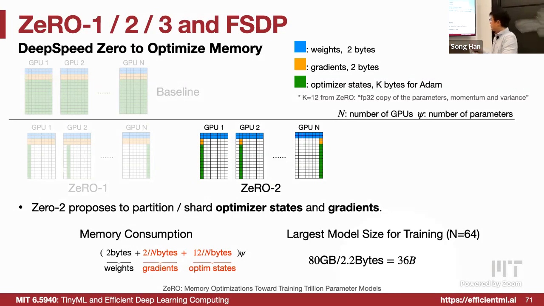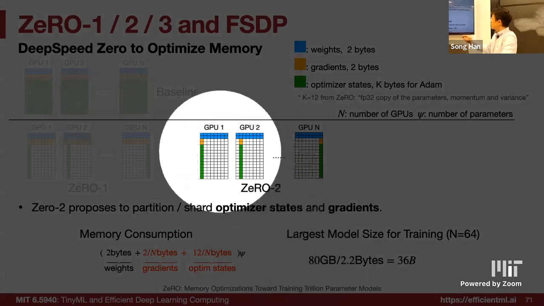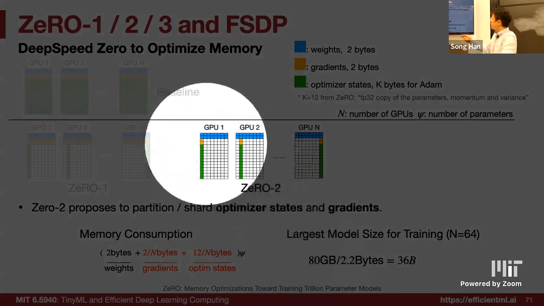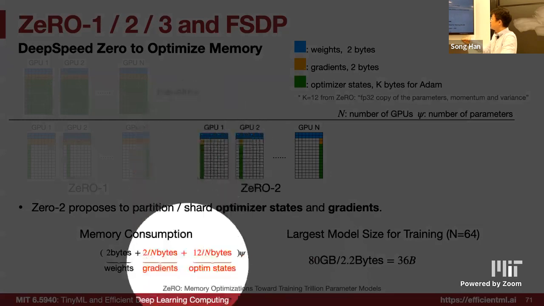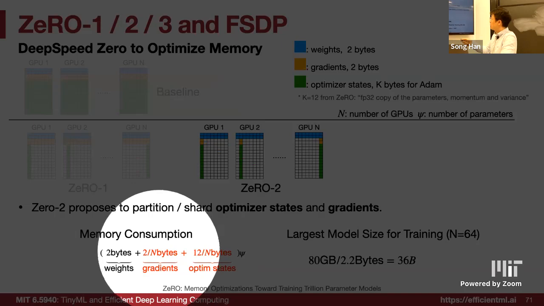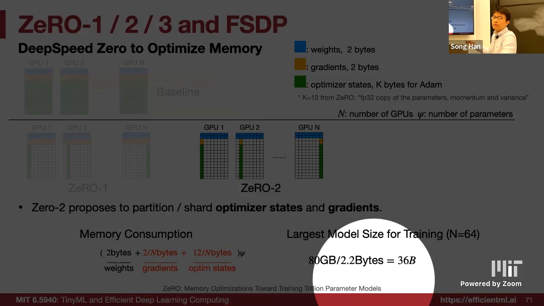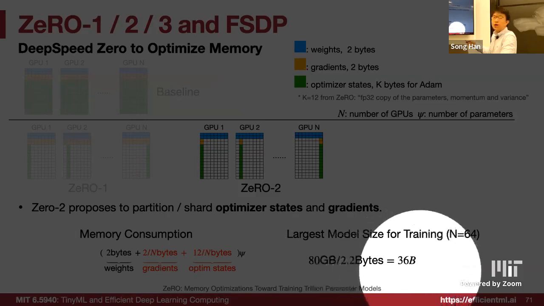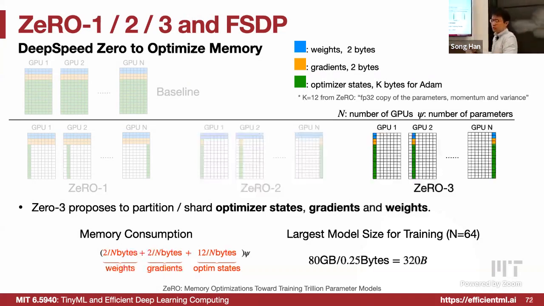ZeRO-2 is more aggressive. ZeRO stands for Zero Redundancy Optimizer. ZeRO-2 shards not only the optimizer states, but also the gradients. So the gradient is also divided by n. Each parameter requires 2.2 bytes to train, and 80 gigabytes of memory can train a 36 billion parameter model. So that's much bigger, and already pretty big.